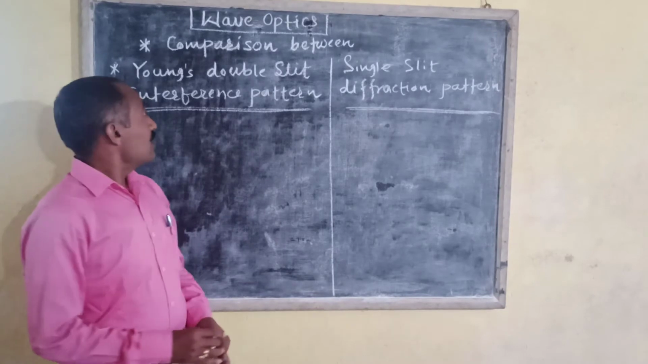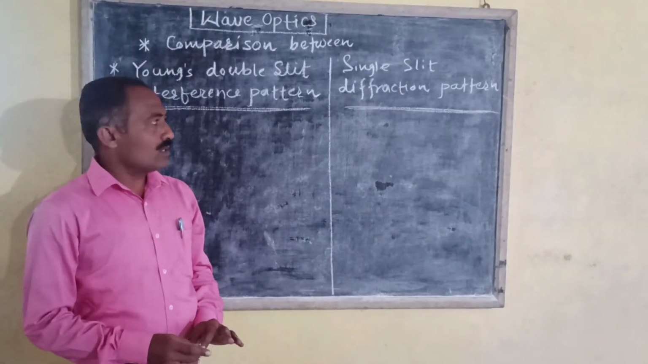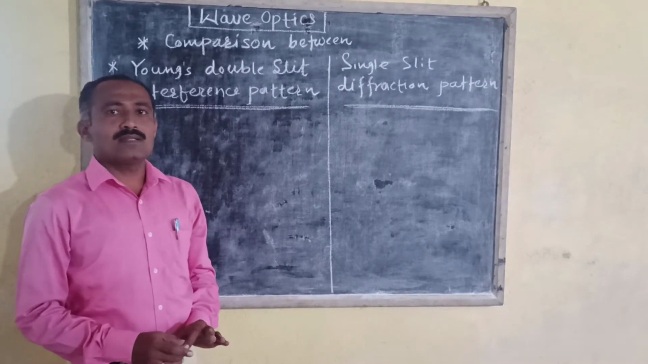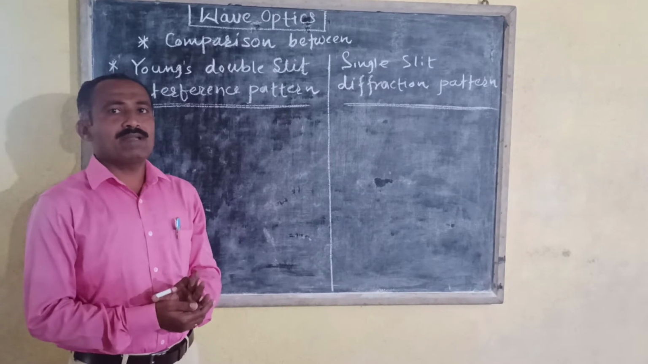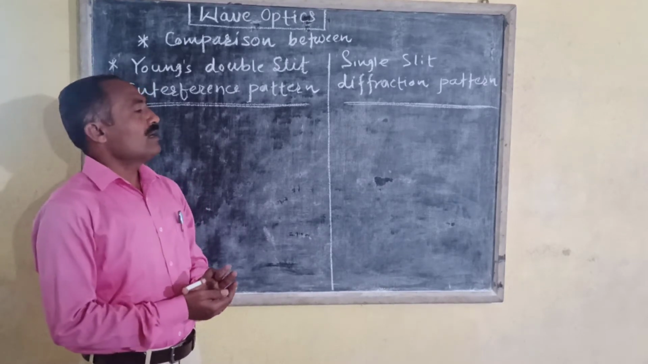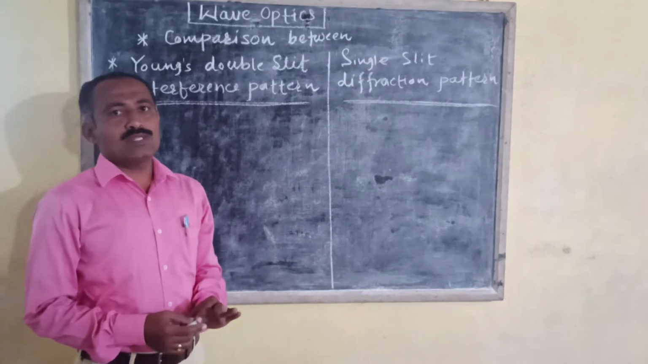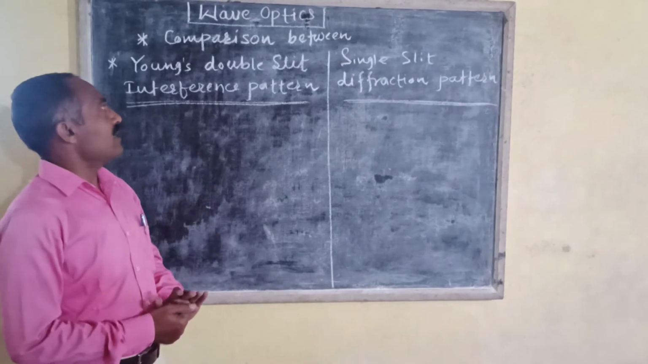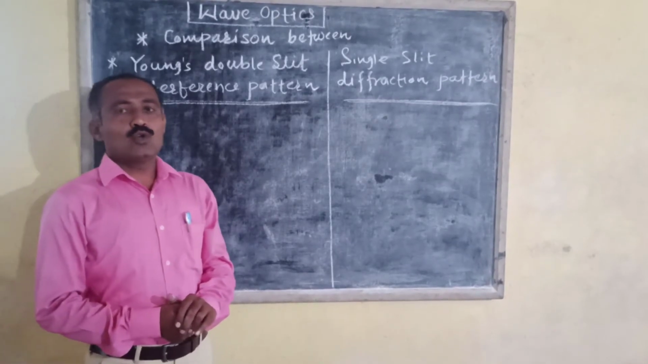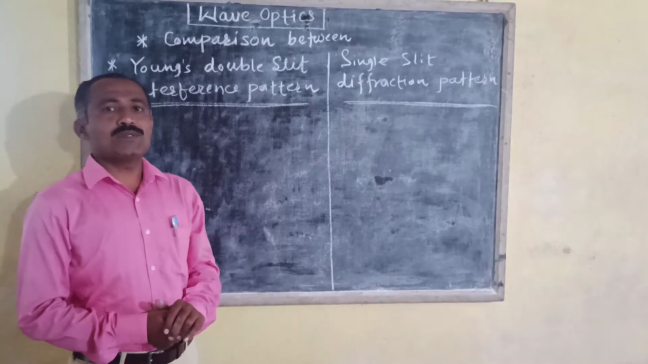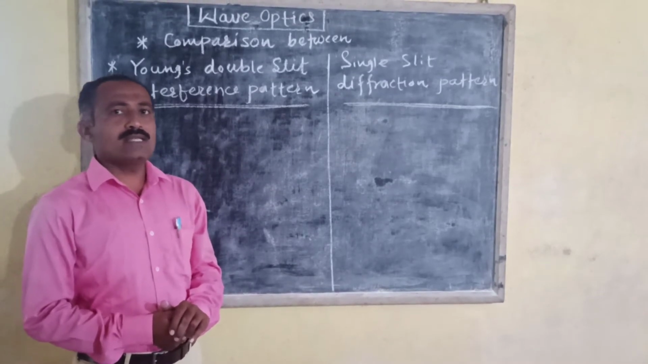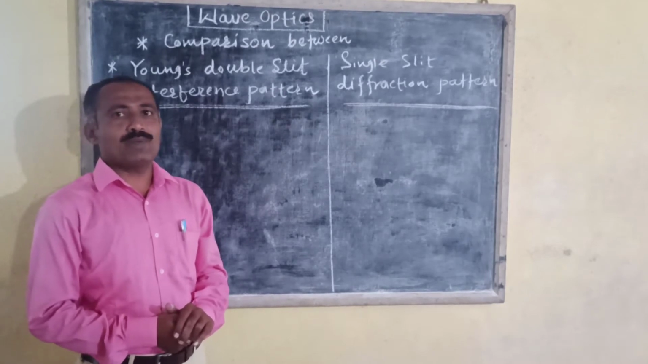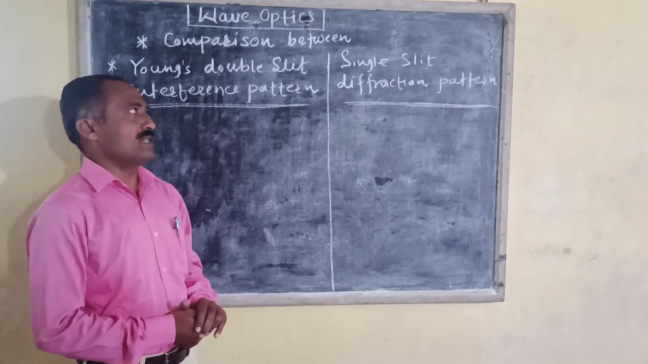In Young's double slit interference pattern, we saw that the two slits are much thinner than the separation between these two slits, and the separation between the two slits is a few millimeters. In this experiment, 30 to 40 fringes are observed on the screen, and all these fringes are of equal brightness. Bright fringes are of equal intensity.